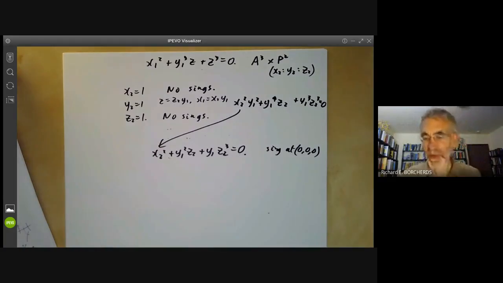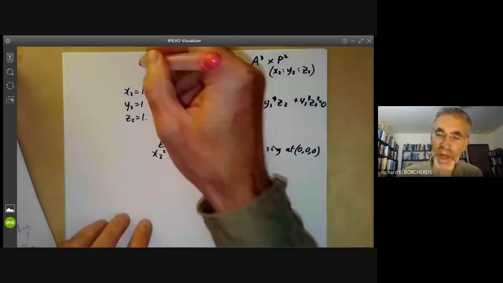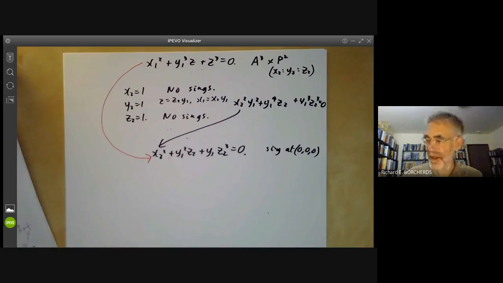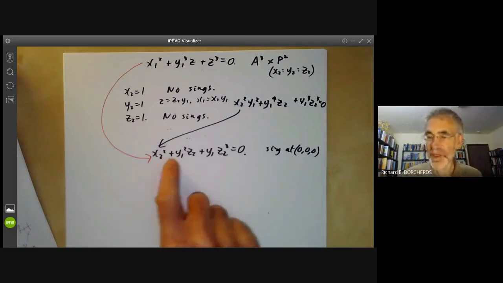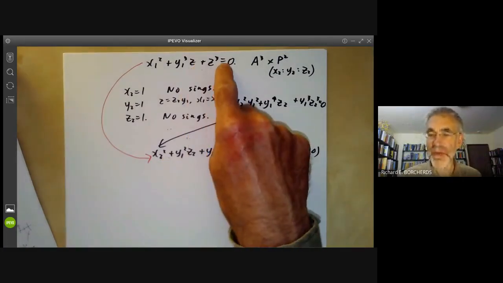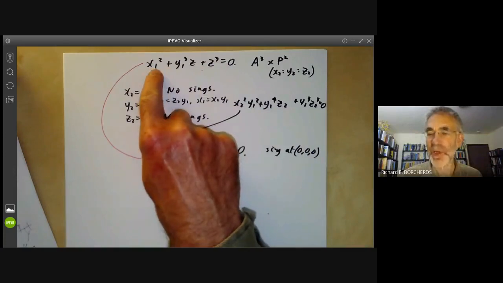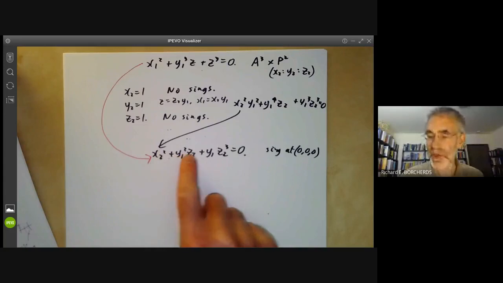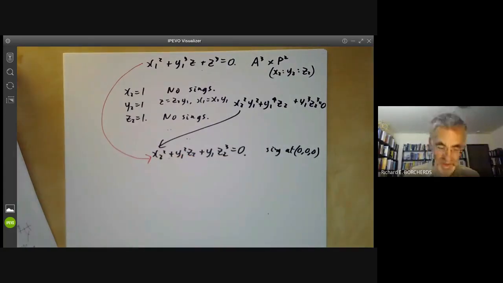And you may look at this and think, what have we actually gained? Because we've gone from this equation here to this equation here. And frankly, this equation doesn't look any simpler than that one here. Here we've got a sum of monomials of degree 2, 4, 3. Here we've got a sum of monomials of degree 2, 3, 4. So we don't seem to have made any progress.